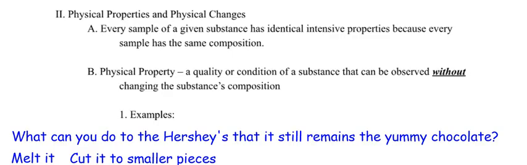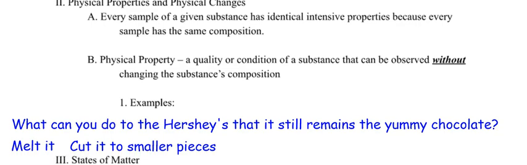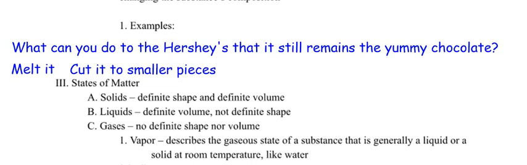It's still the same stuff, but you just change, in a sense, its location. So those would be physical properties. There are others out there, but I think you get the idea. So states of matter kind of talks about this idea of melting. When you melt something, you're going to go from a solid to a liquid. So you are changing its state of matter.